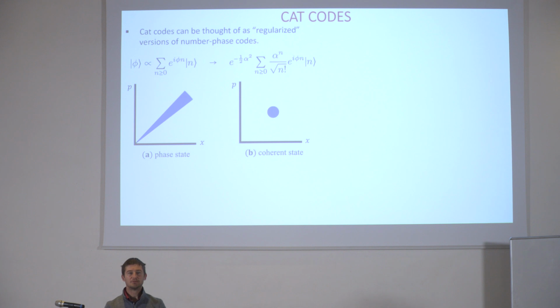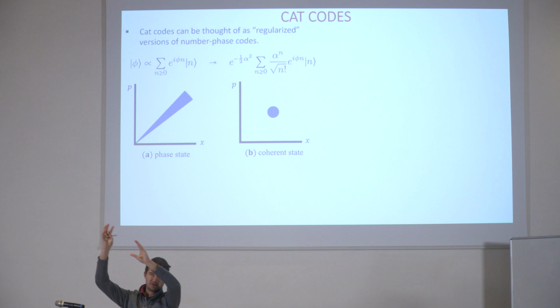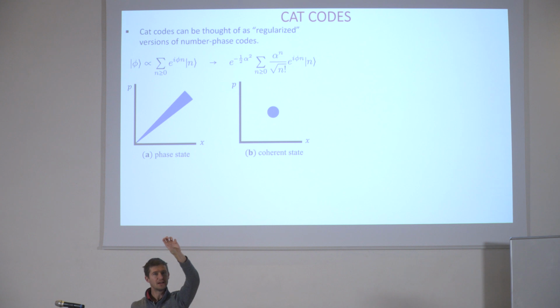We want normalizable versions of these states, right? So let's tone this down and make it a Gaussian blob at phi. Now the Gaussian blob picks up another parameter: where do we place it in the radial direction? We can place it anywhere we want. Let's call that parameter alpha. Now, instead of writing rays, we write blobs at some alpha, and those are nothing but coherent states. So instead of superimposing phase states, we superimpose coherent states, and we get the cat codes. This is one way to understand the cat codes.